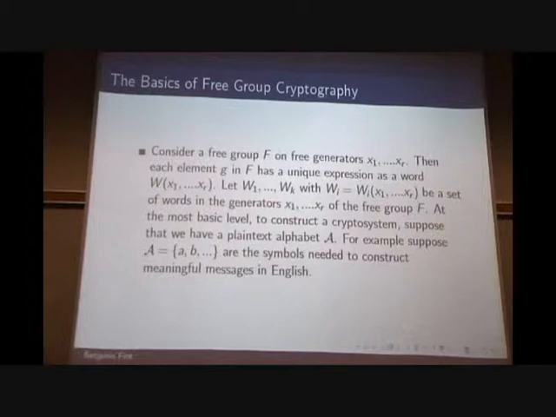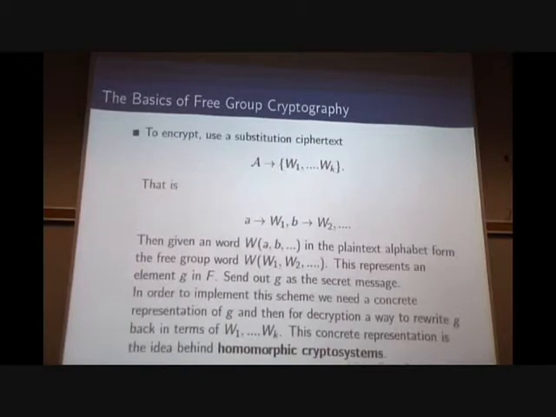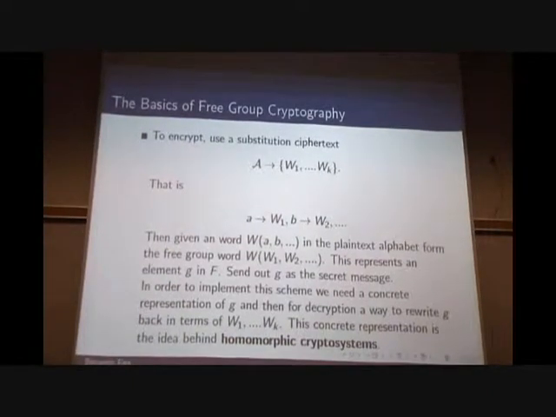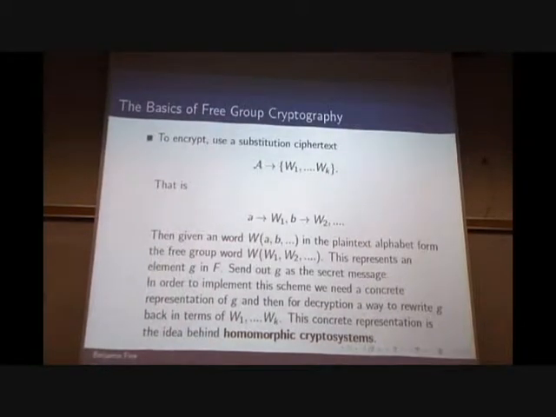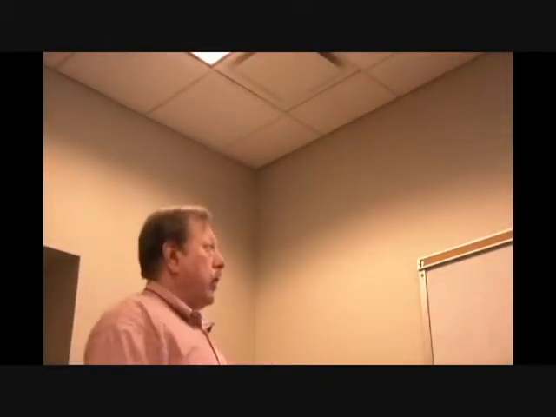Well, the simplest thing is, suppose that you have some alphabet, like the English alphabet, A, B, C. Now in ASCII, I think you need 256 symbols to do everything. So you choose 256 symbols, and you associate each one of the 256 symbols with a word in the free group. Okay, so what we have is, instead of A, B, C, I have W1, W2, W3 up to W256.